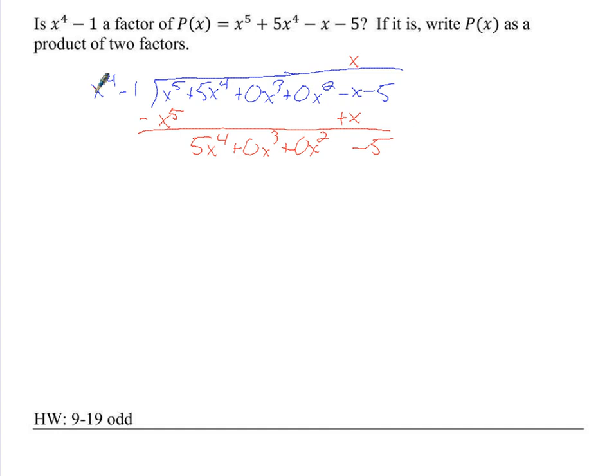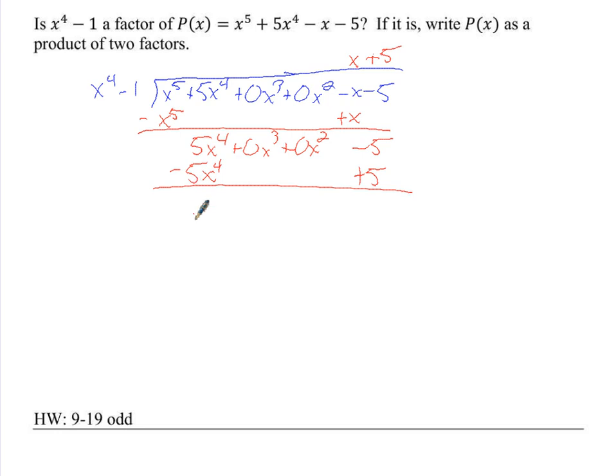So x to the fourth times what gives me 5x to the fourth? 5. So I'm going to write that right here. Positive 5, so plus 5. And then I distribute. 5 times x to the fourth is 5x to the fourth. 5 times negative 1 is negative 5, so I write that all the way over here. Change all your signs and add.